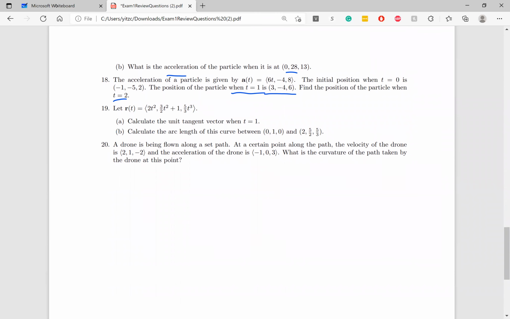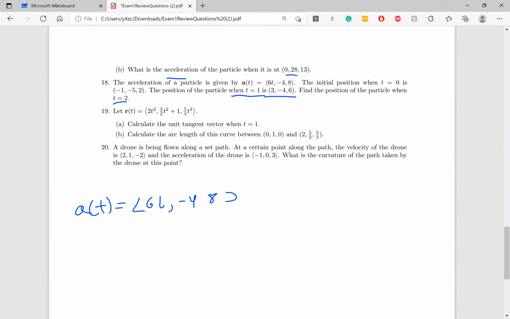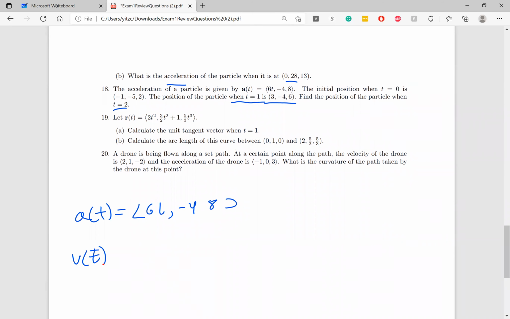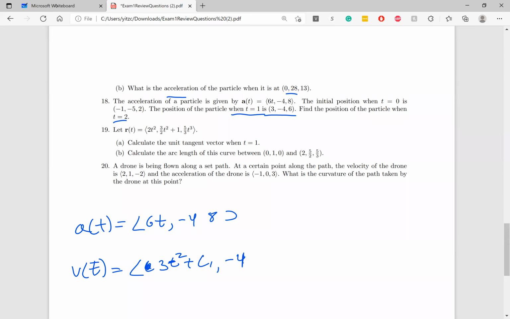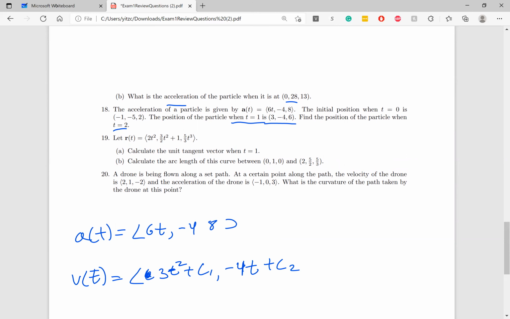So in order to do 18, what you end up doing is, okay, let's just do A of t is equal to 6t, -4, and 8. So V of t is going to be equal to 3t squared plus C1, -4t plus C2, and 8t plus C3.